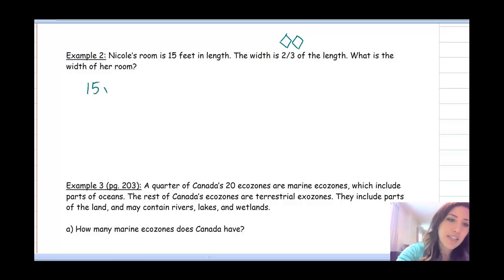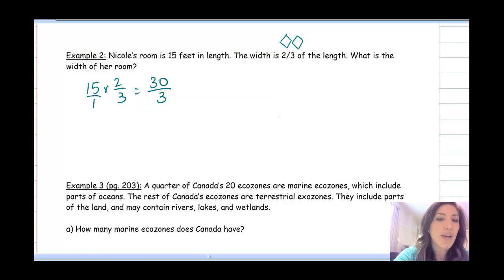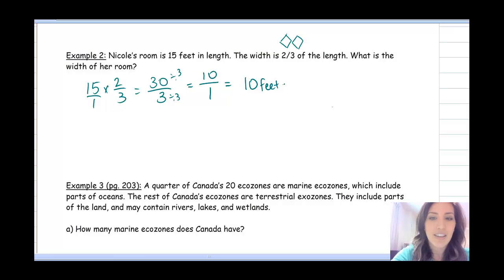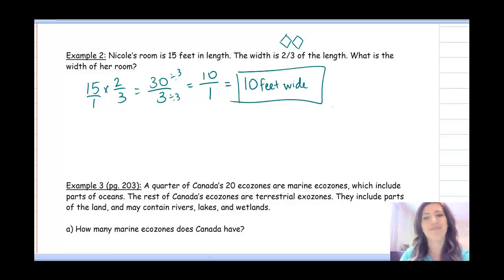Well, 15 times 2/3. Let's write this like a secret fraction. 15 times 2 is 30. 3 times 1 is 3. Both of these numbers can be reduced. They can be divided by 3 each. 30 divided by 3 is 10. 3 divided by 3 is 1. So our answer is 10 feet. 10 feet wide.